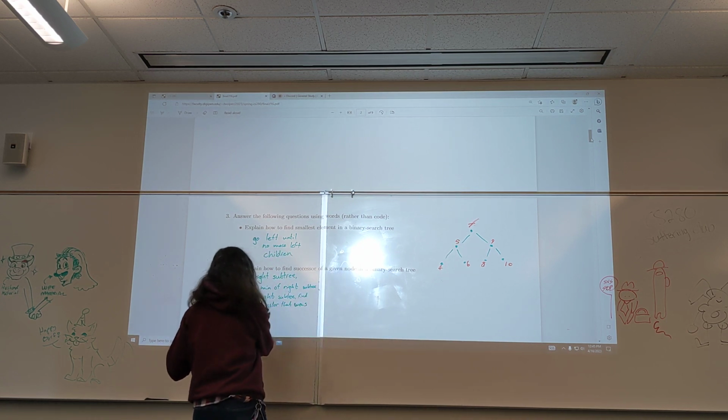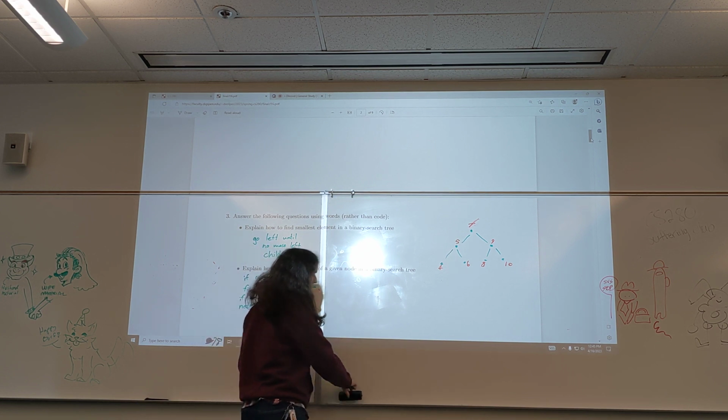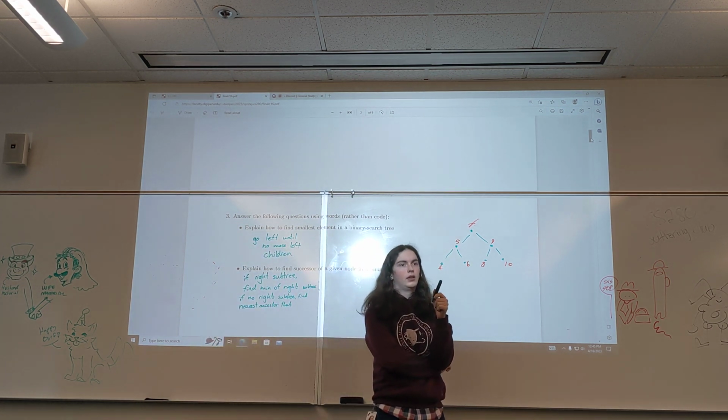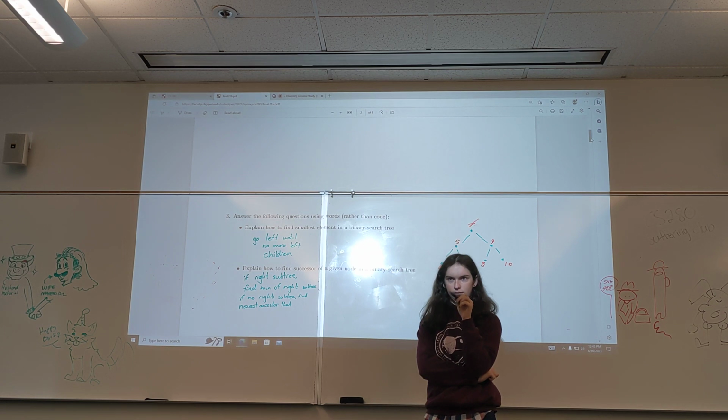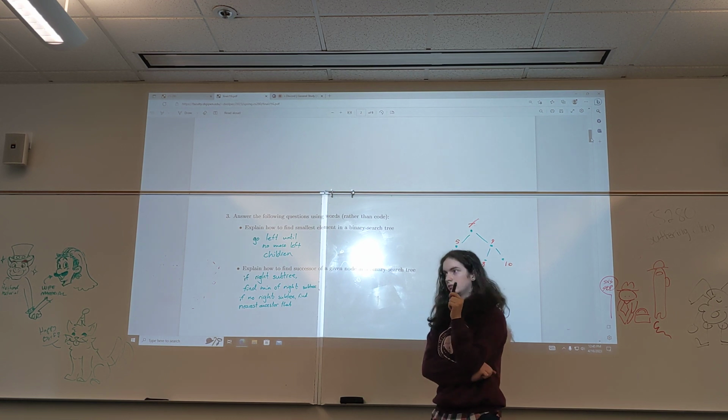Trying to figure out a good way to word this. Sorry, can you repeat that for me? If you don't have a right subtree, then you go up the parent pointer until you find an ancestor that is in its parent's left subtree. That ancestor's parent is the successor.